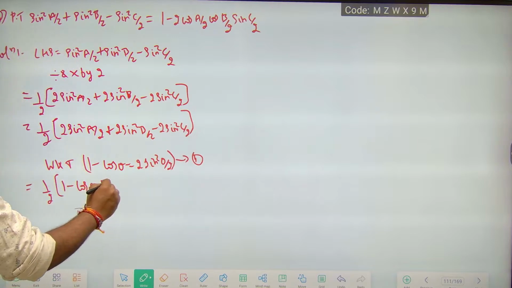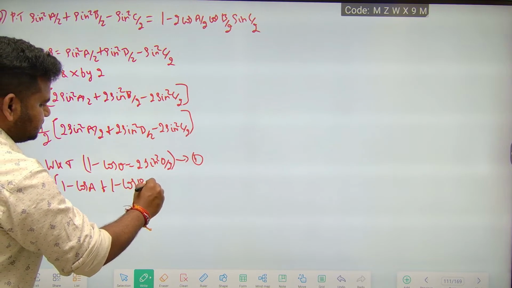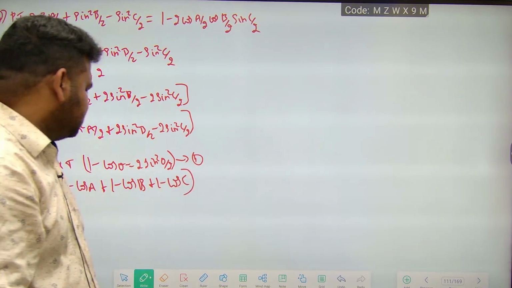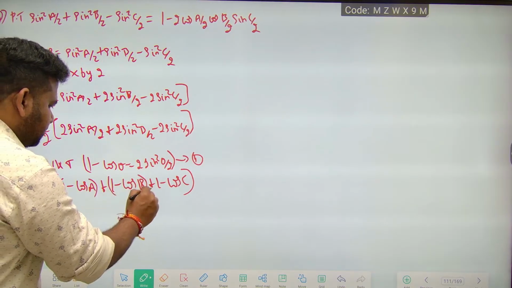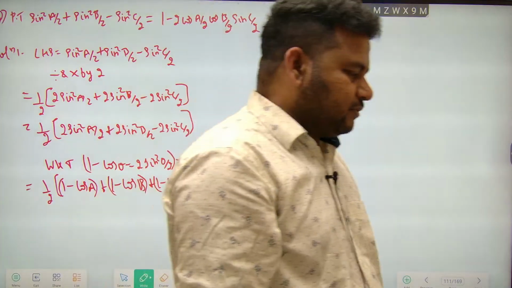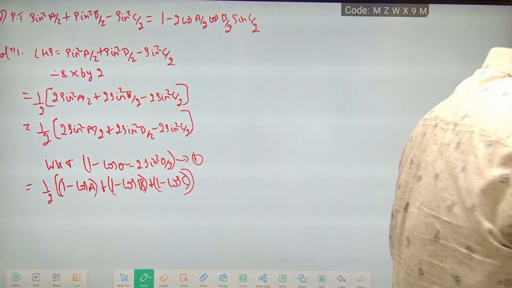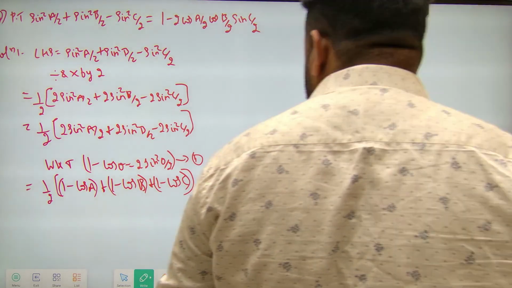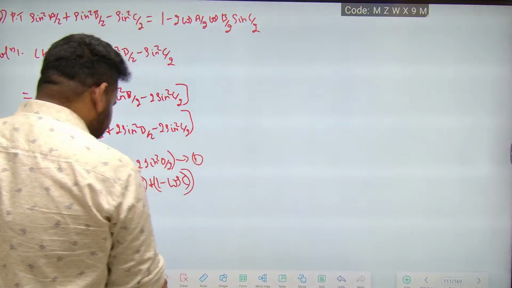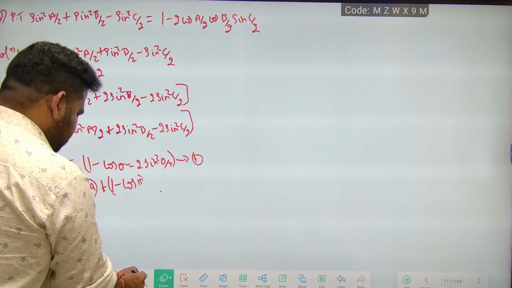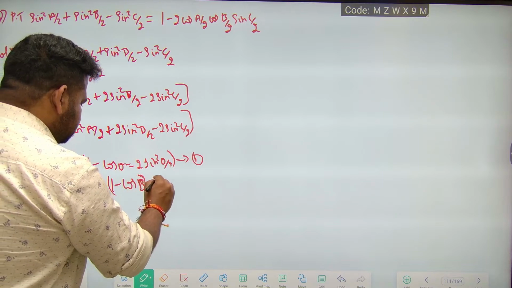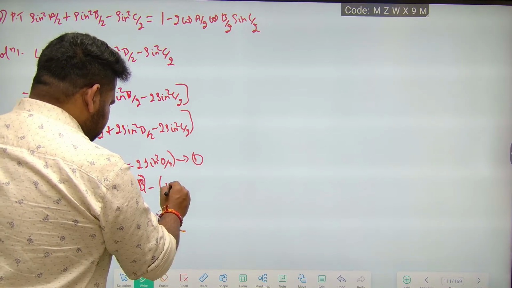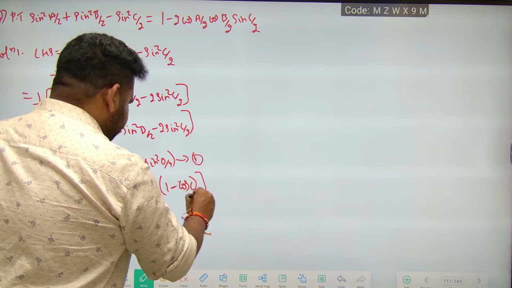Now what I can do? 1 minus cos A, 1 minus cos B plus 1 minus cos C. This is what I applied, because 1 minus cos theta is equal to 2 sin square theta by 2. Clear? Now here actually this should be minus, correct? Here minus will come: 1 minus cos B minus 1 minus cos C. This is what I am having.